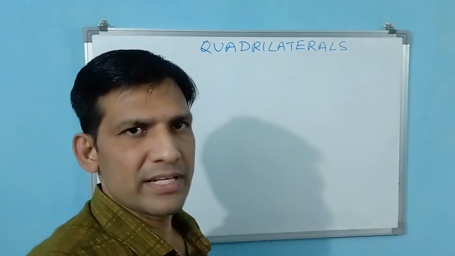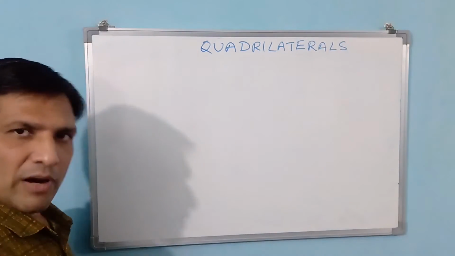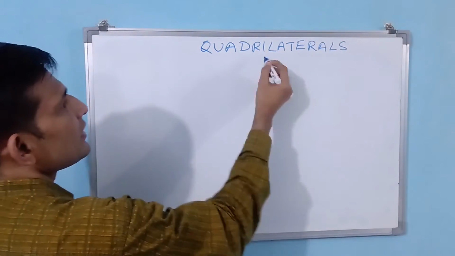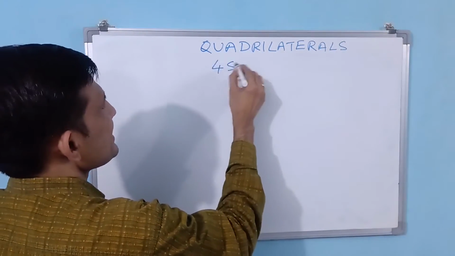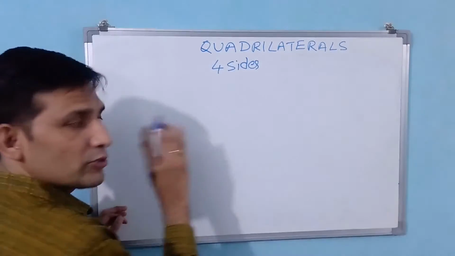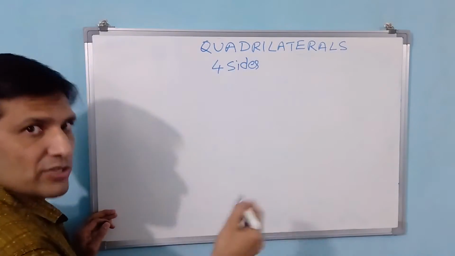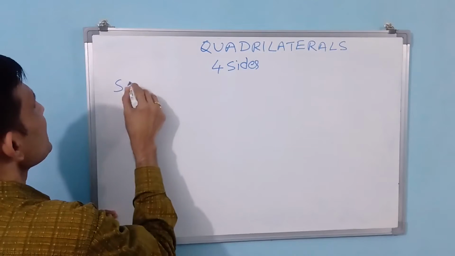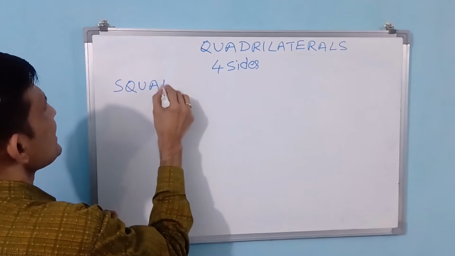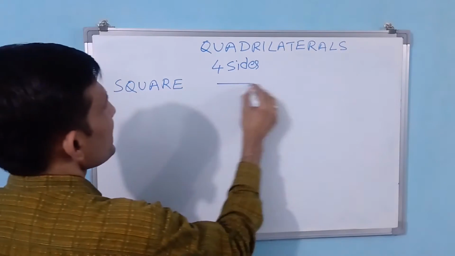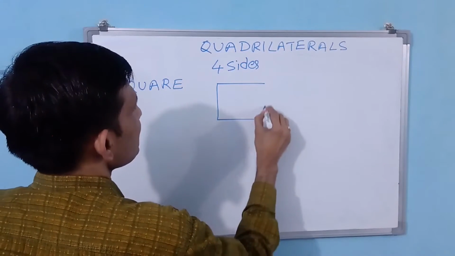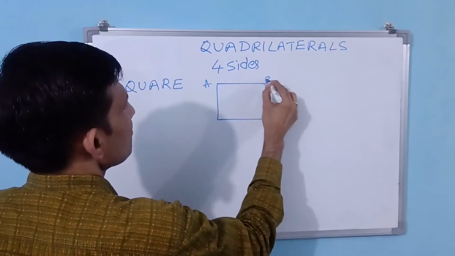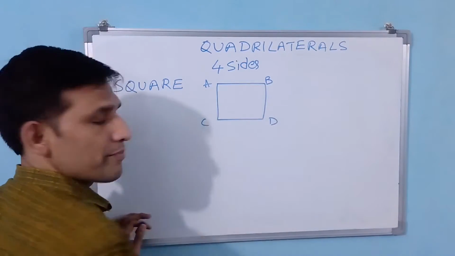Several types of quadrilaterals are there. One by one we will see. Quadrilateral means 4 sides. First of all we have to know this, then we see each one. Let us take the square first. Square. A, B, C, D. Okay.